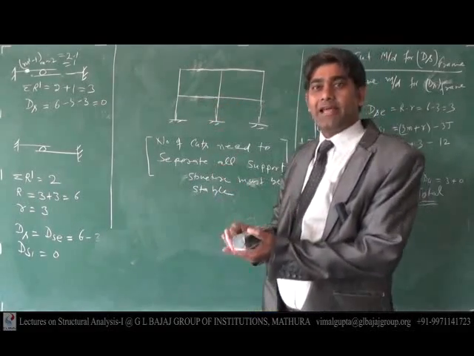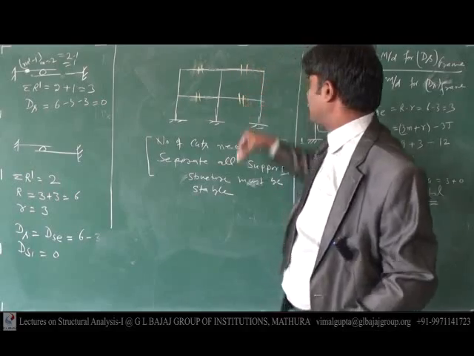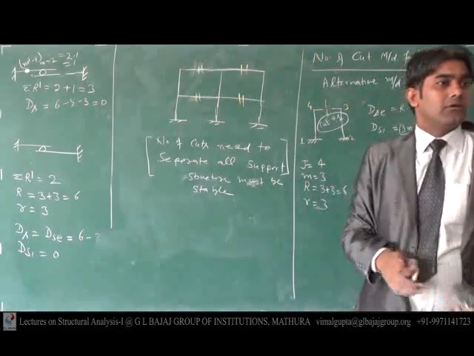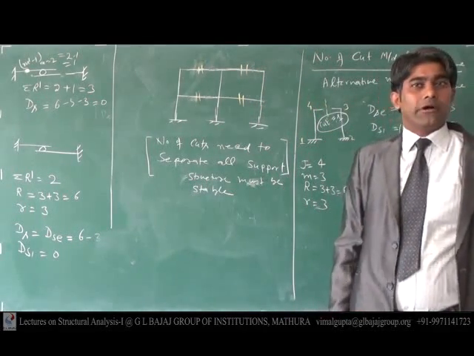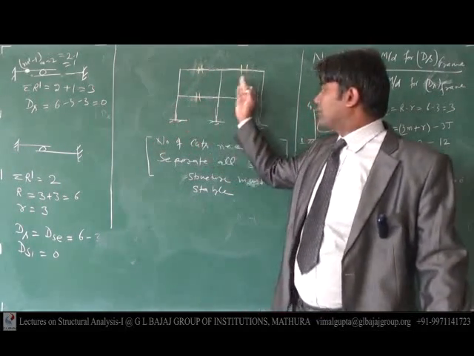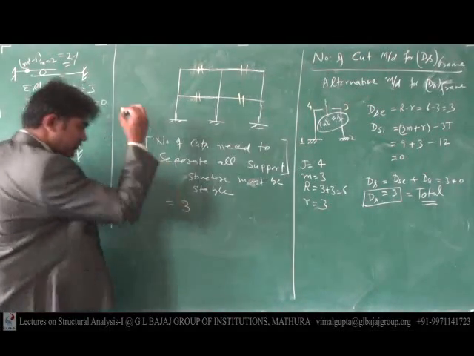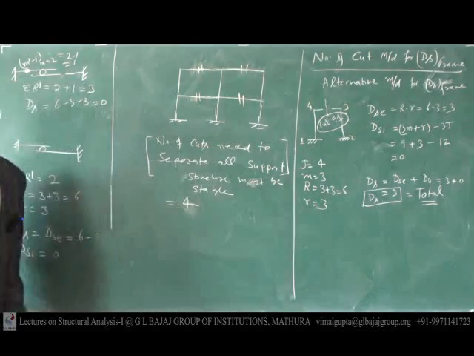Okay, so finally we have to apply this. Everyone is stable. This one is also stable. So the number of cuts required is 4.